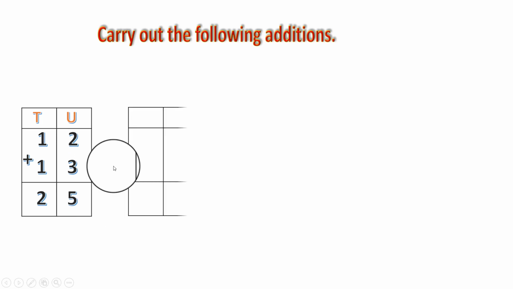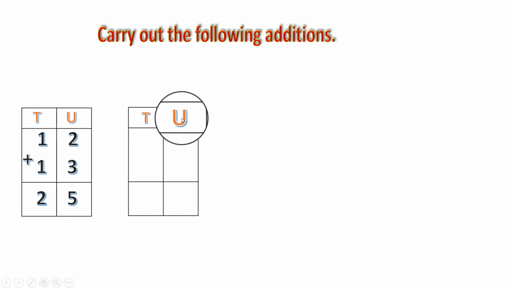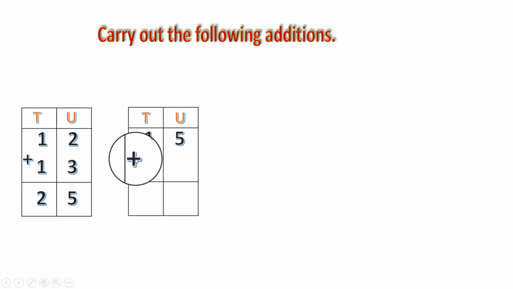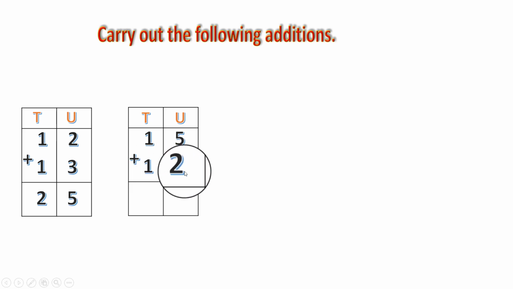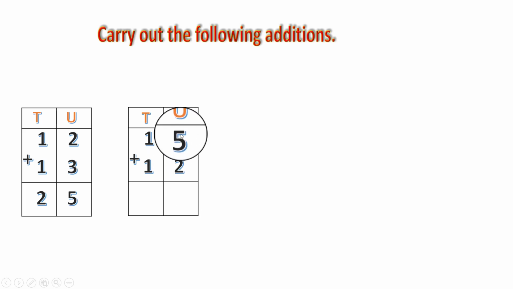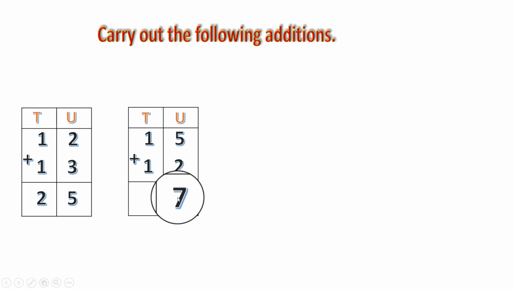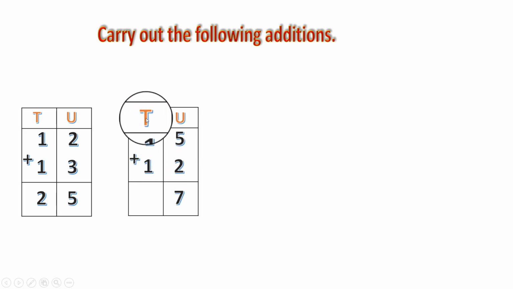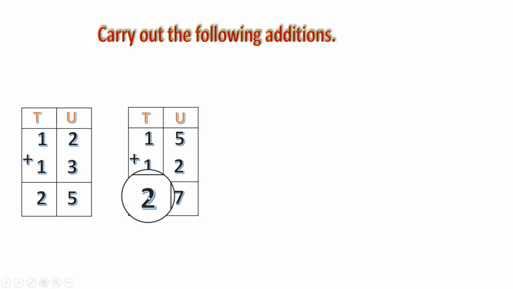Let me take another example. T for tens and U for units. 1 ten 5 units plus 1 ten 2 units means 15 plus 12. 5 and 2 these numbers are unit place. When we add them, we get 7 units. 1 and 1 are tens place, and when we add them we get 2. 15 plus 12 is equal to 27.